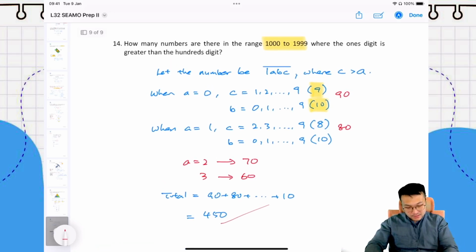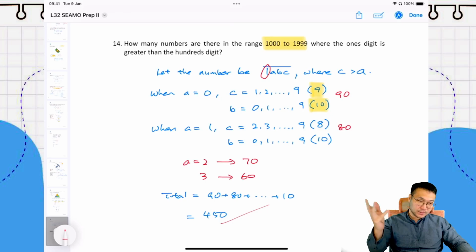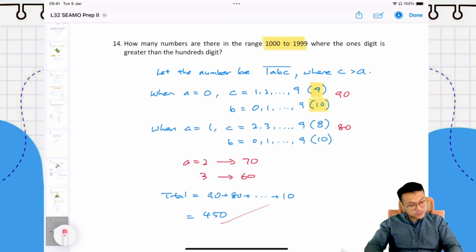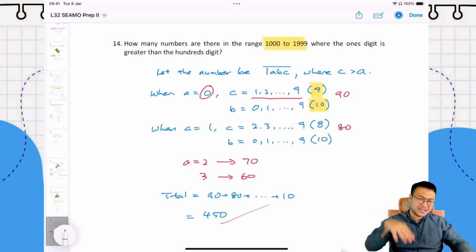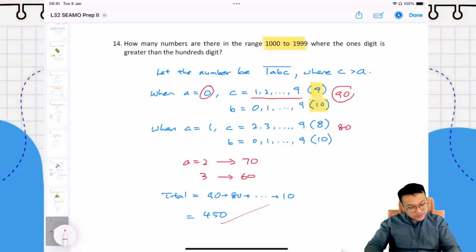So what did we do here, students? You must know that the first digit is definitely 1, because it's 1000 to 1999. All the numbers will start with 1. But then you do not know what the next 3 digits are, so you just call it ABC first. And then you know that C must be bigger than A. So you start from A equals 0 and ask yourself what the possible values of C are. B can be anything, 0 until 9. It doesn't matter. So then you realize you have 90.